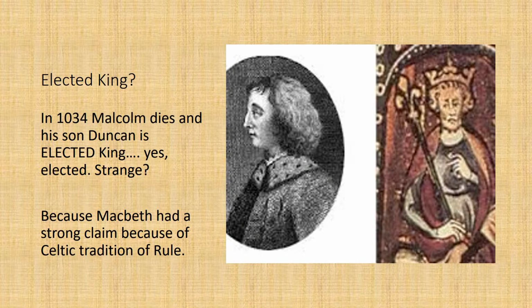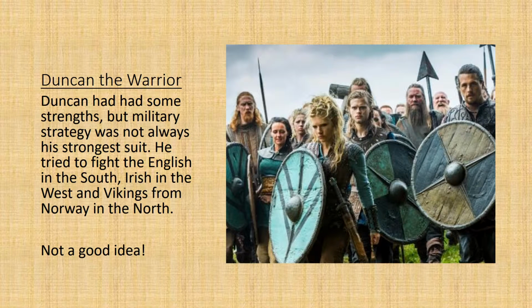To become king, you had to be elected. And so when Malcolm dies, his son Duncan is elected king, even though Macbeth has a stronger claim to the kingship because of the Celtic tradition of rule. So Macbeth stays a loyal follower of Duncan, despite the fact that Duncan was not the best leader. He was easily talked into a variety of military campaigns that failed, almost completely, totally losing the country to the Vikings in particular. And if not for the likes of Macbeth, the Vikings may actually have conquered.